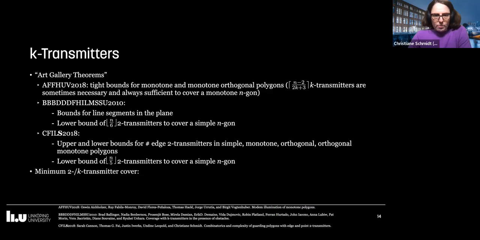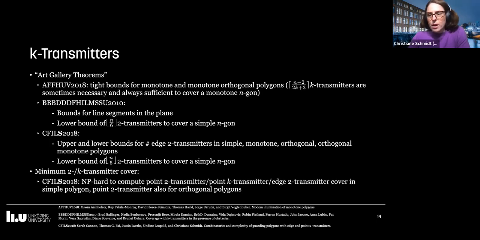And then, of course, you can again look at the optimization problem, and not very surprisingly, as the art gallery problem is hard, all these different variants are hard. So even for 0-transmitters, for orthogonal polygons, minimum 2-transmitter cover is hard.